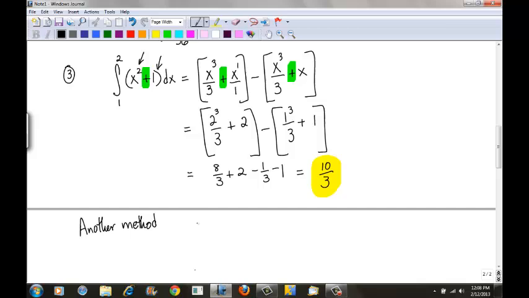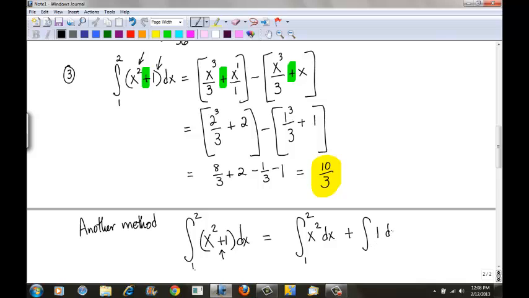Start with the same problem. Definite integral of x to the second plus 1 with respect to x from 1 to 2. Okay. If I split that up, it would look like this. The definite integral of x squared with respect to x from 1 to 2. And what's controlling it in between is this sign, plus the definite integral of 1 with respect to x from 1 to 2. Okay.